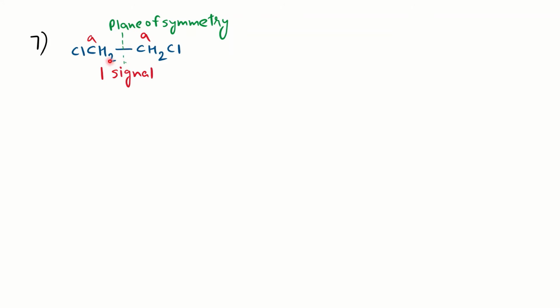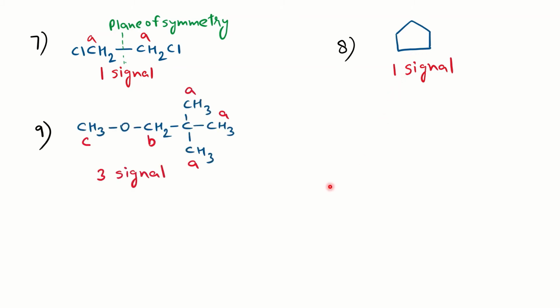Similar problem, the two CH2 are here chemically equivalent and have a plane of symmetry. So it is giving you one signal. All the protons of cyclopentane are chemically equivalent, and will give you one signal.